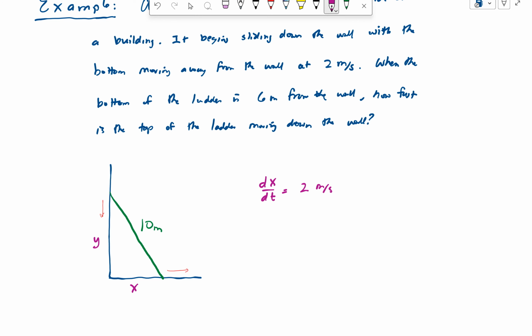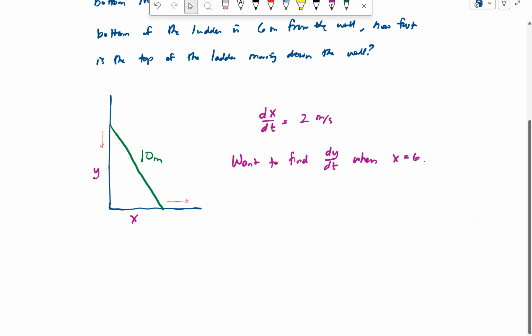Okay, and so what do we want to find? That's another thing we're going to want to list. We're going to want to list what we know and what we want to find. So we want to find dy/dt when x is equal to 6. So it's good to write down what we're trying to find, because some of the problems will be kind of complicated, and it's good to have written down what you're looking for.